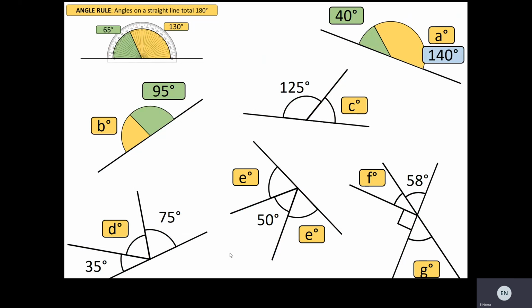B, you're taking it away from 180. C, you're taking it away from 180. And then D, you see you have to add those angles together and take away from 180 to get your angle D there. You understand that? Good. Yes? Now, there's something special about this one here. It says this is 50 degrees and it's giving you the same letter, that's E and E. So what would that tell you?